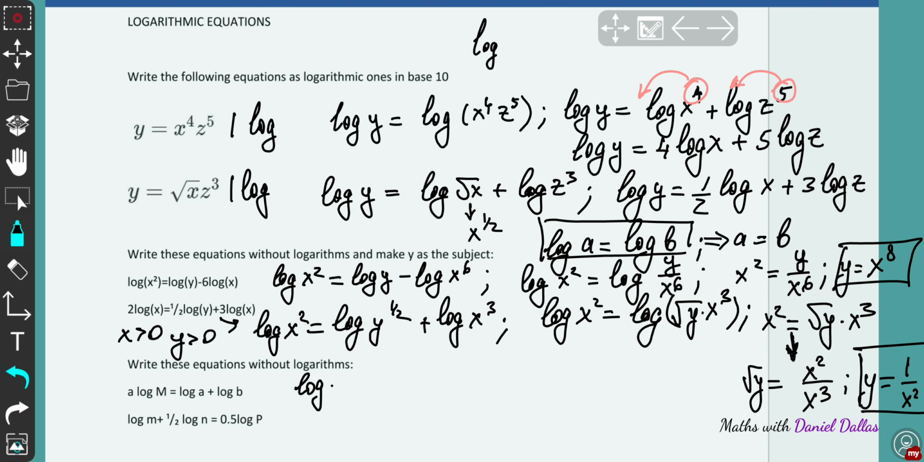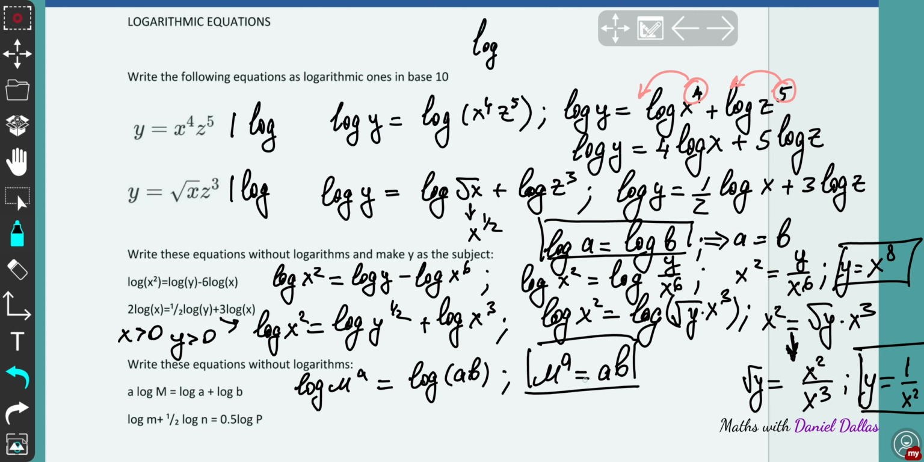So log m to the power a will be equal to, here we are just adding them using this property or rule for addition of logs. So this part stays unchanged, as I wrote previously. And now we use the same rule, log a equals log b, so we can state that a equals b. So m to the power a will be equivalent to ab. Okay, so that's the final statement here.